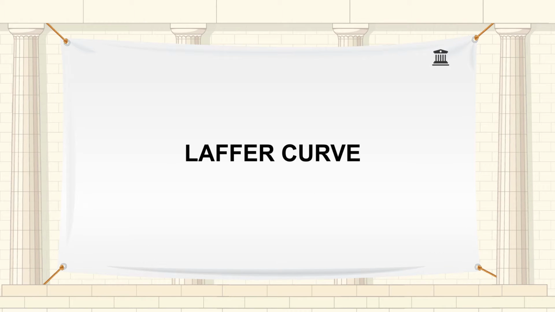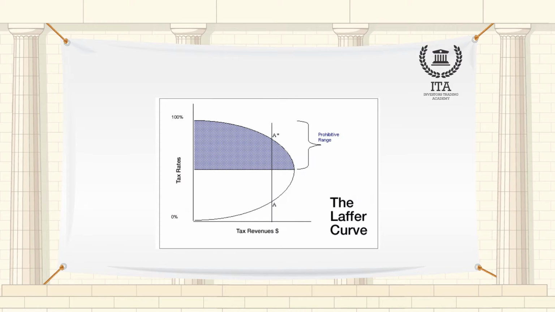Legend has it that in November 1974, Arthur Laffer, a young economist, drew a curve on a napkin in a Washington bar, linking average tax rates to local tax revenue. Initially, higher tax rates would increase revenue, but at some point further increases in tax rates would cause revenue to fall, for instance by discouraging people from working.